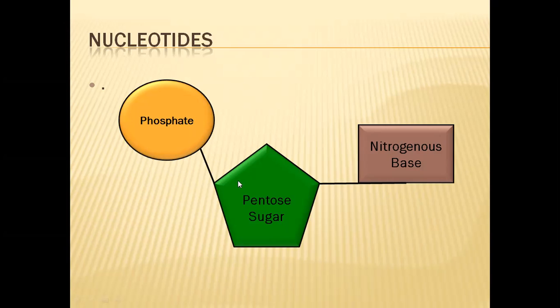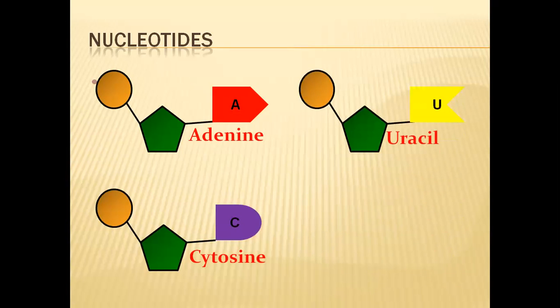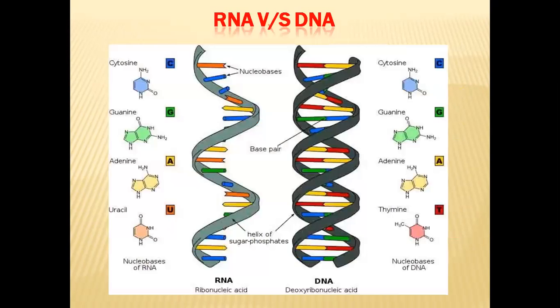Out of these 3 moieties, the pentose sugar is attached to the nitrogenous base with its first carbon, and the pentose sugar attaches to the phosphate group by its 5th carbon. So totally 4 types of nucleotides are there, based on the 4 nitrogenous bases. One has adenine, another has uracil, the third has cytosine, and the fourth has guanine. These are the 4 nucleotides that we can see in RNA.